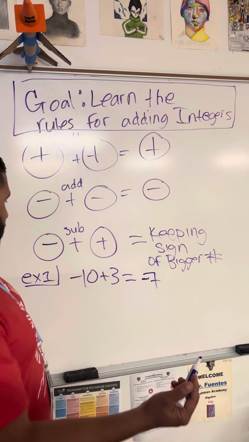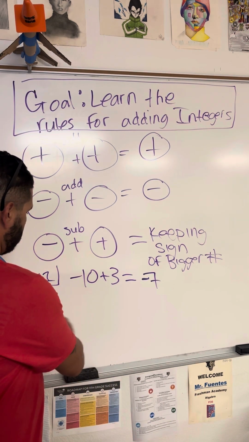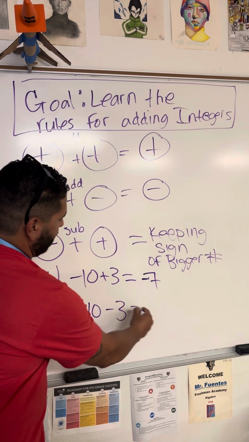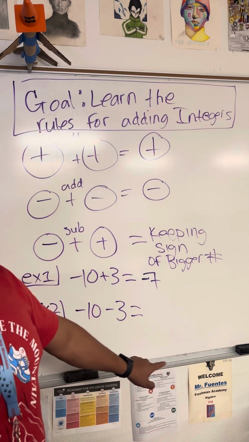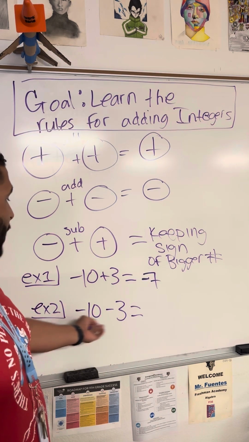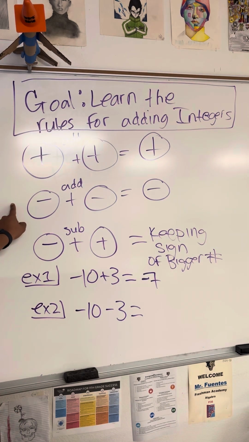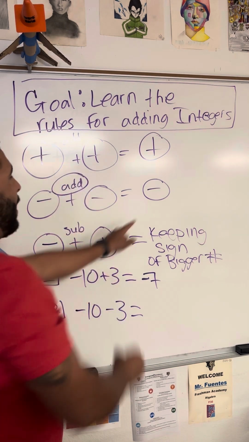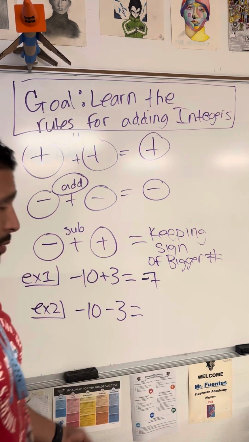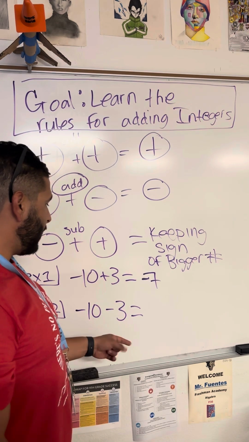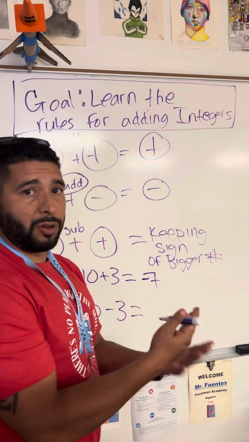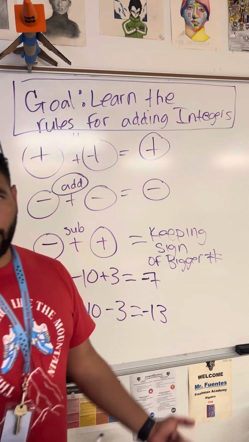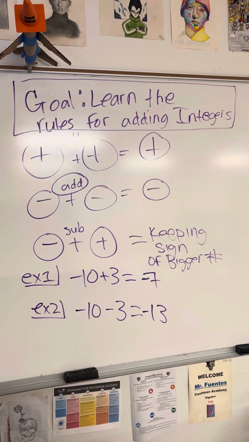Let's do another example. Example 2. Let's say we have negative 10 minus 3. Notice, now we have two negative signs, so this is like the second rule. With a negative and a negative, I know that I add, and I know my outcome is going to be a bigger negative number. So negative 10 minus 3, I'm going to add them together. 10 plus 3 is 13. But since they're negative, I know that it's going to be a negative number. So that's how we would do that one.